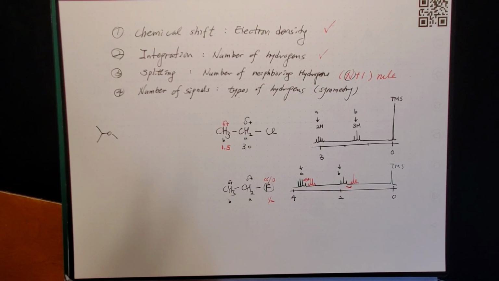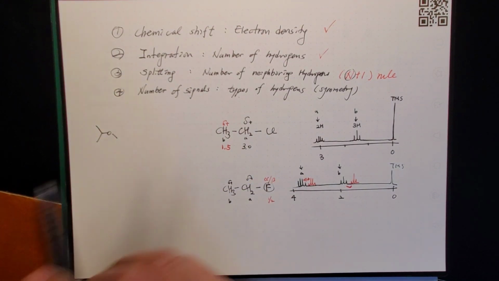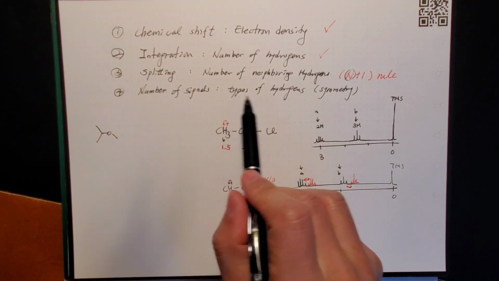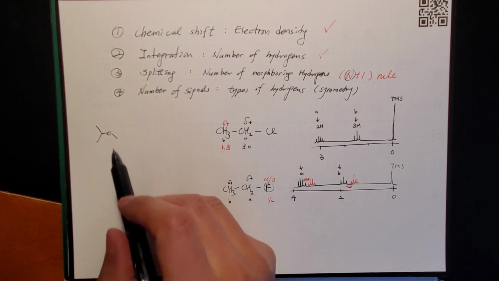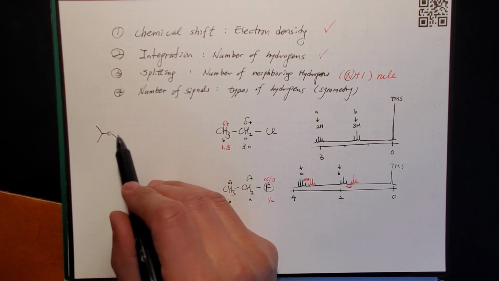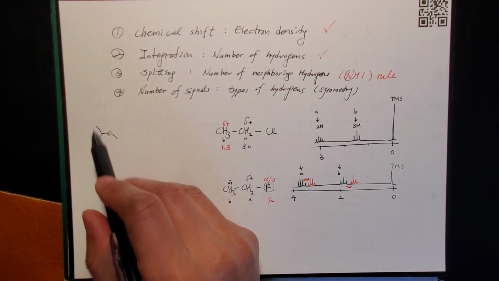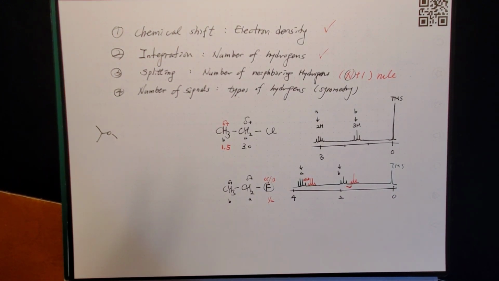First, how many signals do you expect for this compound? Basically, how many different types of hydrogens do you have? Okay, by looking, you know you have this methyl group, different from the others. Over here, you have a CH, that's different from the others. But those two methyl groups, what do you think?